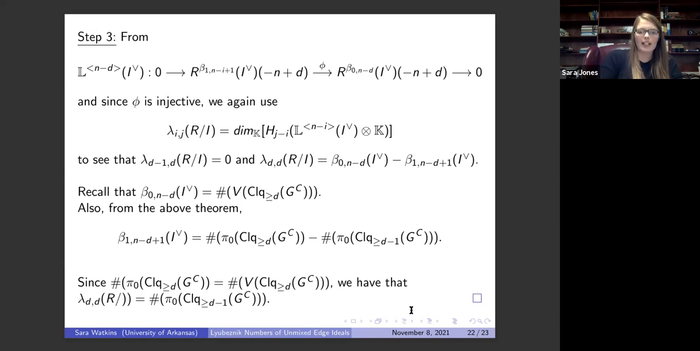And that's how you get that nice cancellation to give you that the highest Lubeznik number is actually just the number of connected components in the d minus 1 clique graph. And that's the last piece of the puzzle, last piece of the Lubeznik table there that gives us our main result.